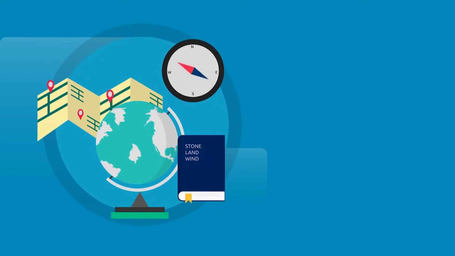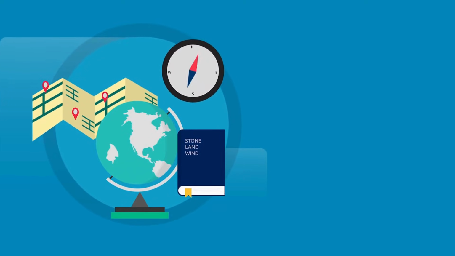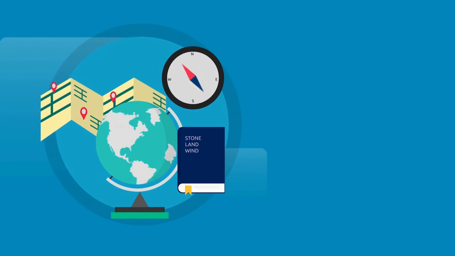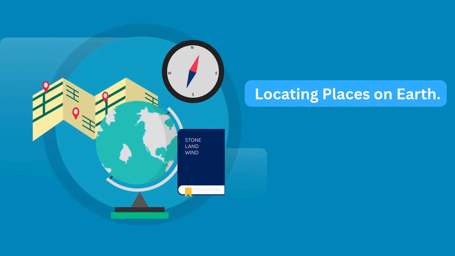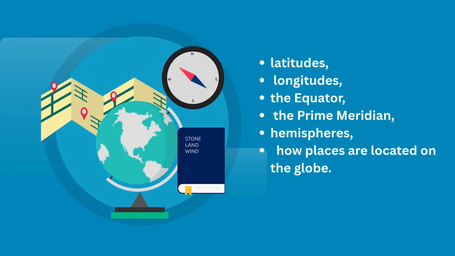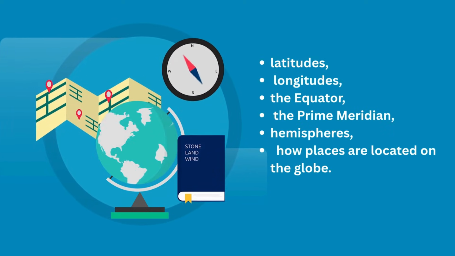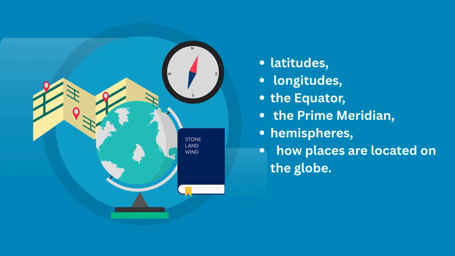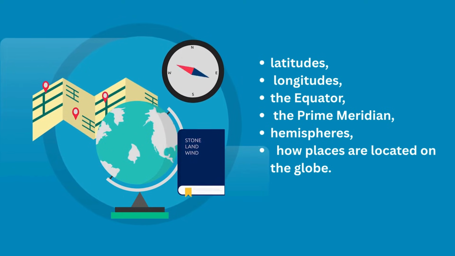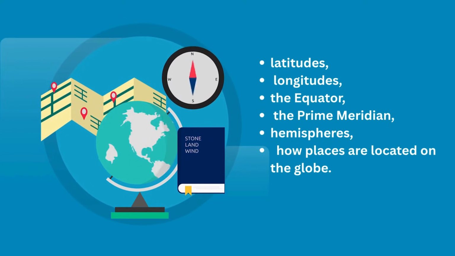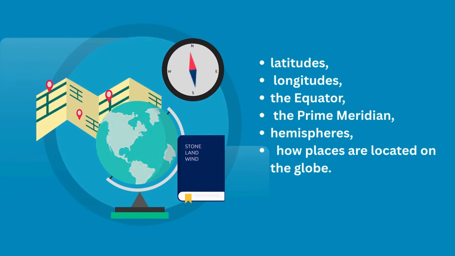Hello student, in this video we are going to revise some important questions from the chapter Locating Places on Earth. You have already learned about latitude, longitude, the equator, the prime meridian, hemisphere and how places are located on the globe. Now let's discuss some important questions that can help you prepare for your exam.